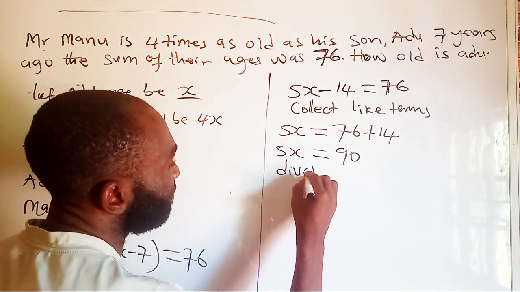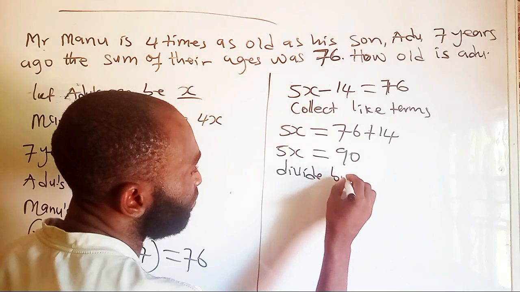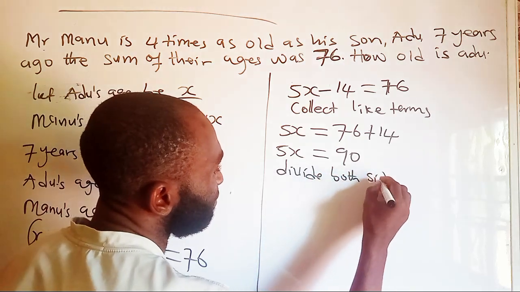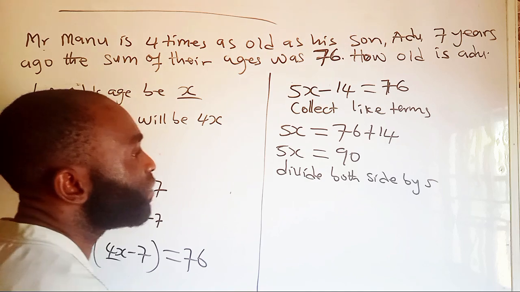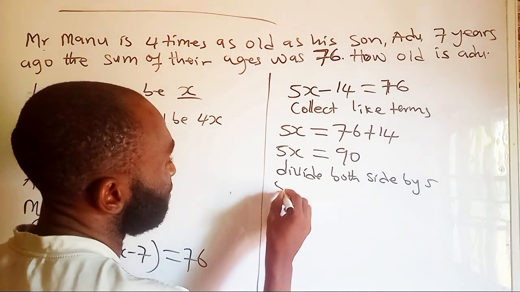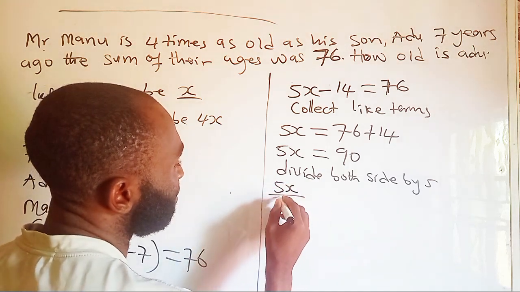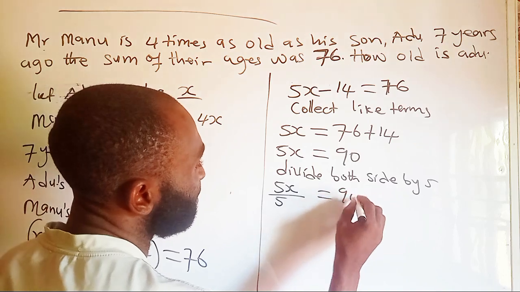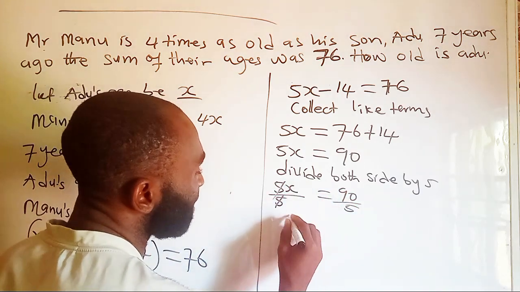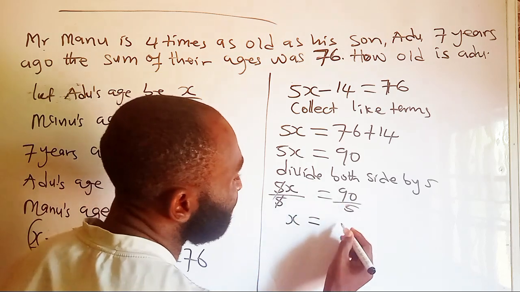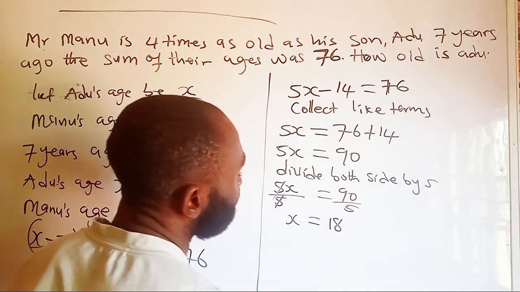Divide both sides by 5. We're dividing both sides of the equation by 5. So that will be 90 divided by 5. 5 divided by 5 one time times x will give us x. 90 divided by 5 will give us 18.